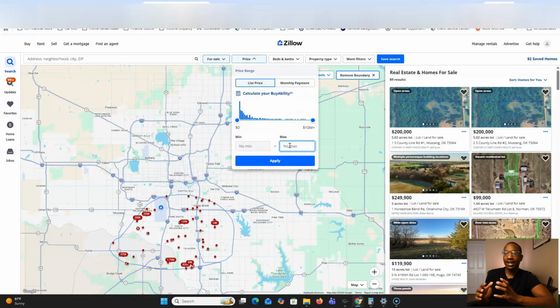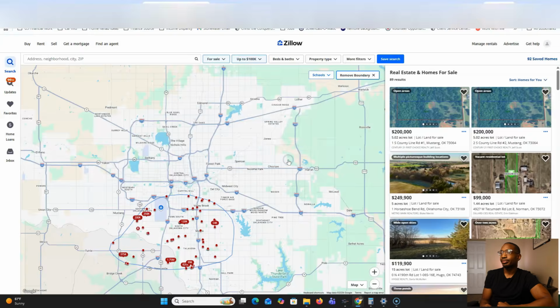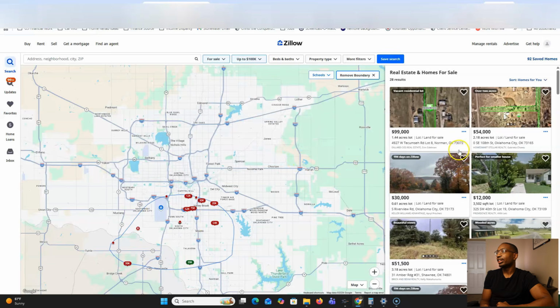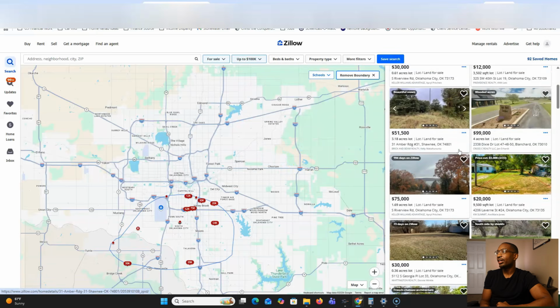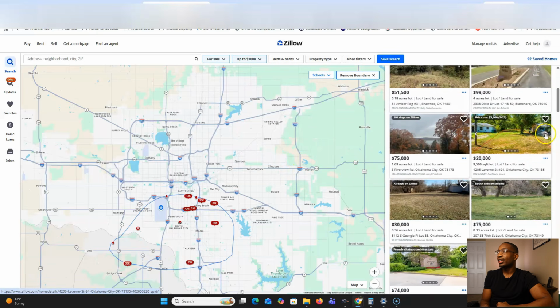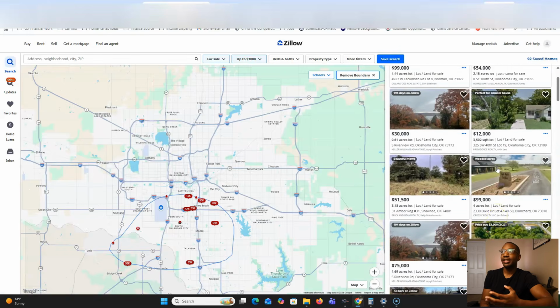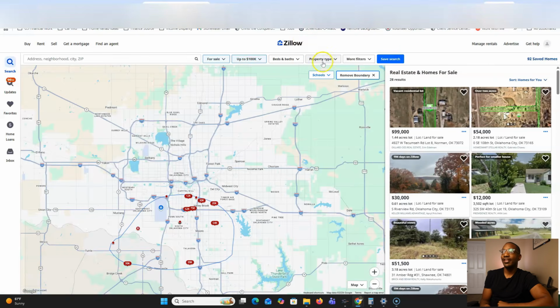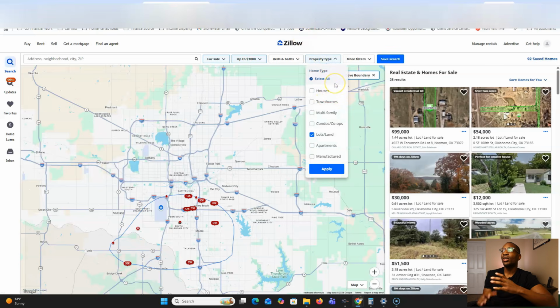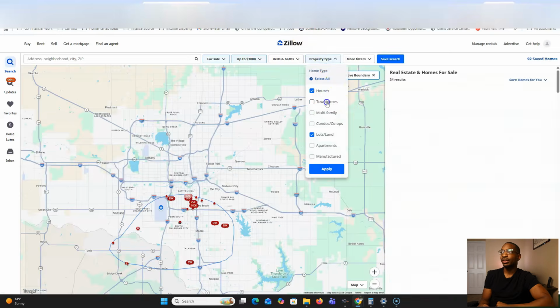Let's see if we can find a smaller lot for under 100,000. Let's see. Okay, we got some lots right here. $20,000 lot right here. If you want to target land specifically. So that's our fifth filter, the home type to wholesale real estate.